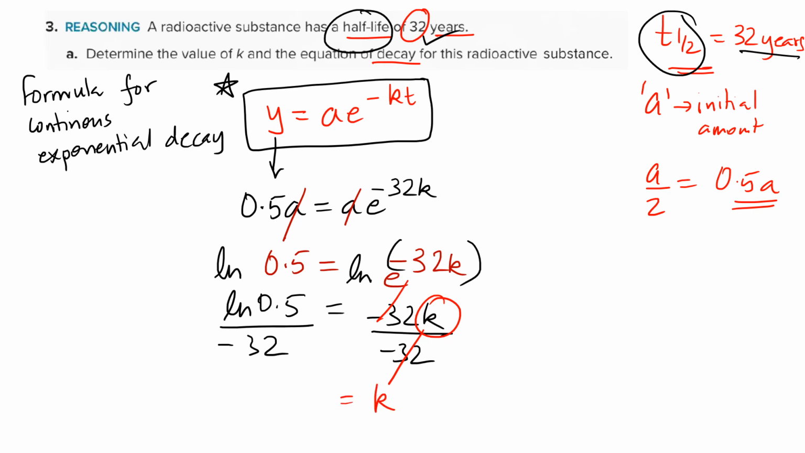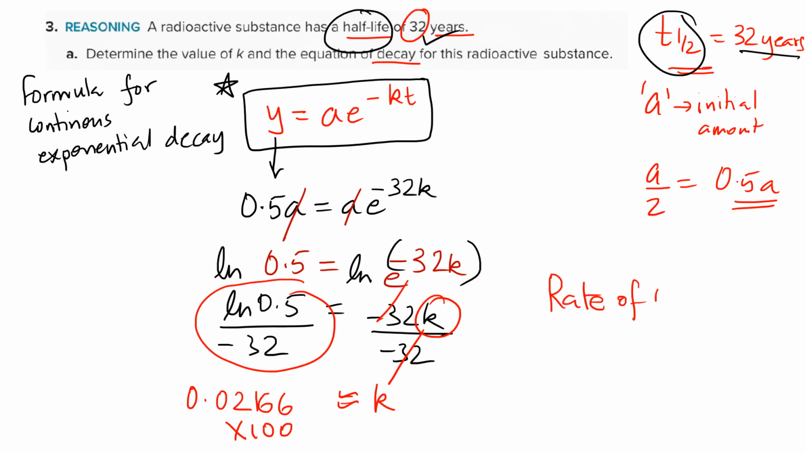Now you can plug in everything in your calculator. This part will simplify, and it will approximately give you a value of 0.02166. So if I convert this to a percentage, I'm going to multiply by 100, and my rate of decay or percentage of decay will come out to be approximately equal to 2.166%. This is per year, okay? So that completes part A. Let's move to part B in the next slide.